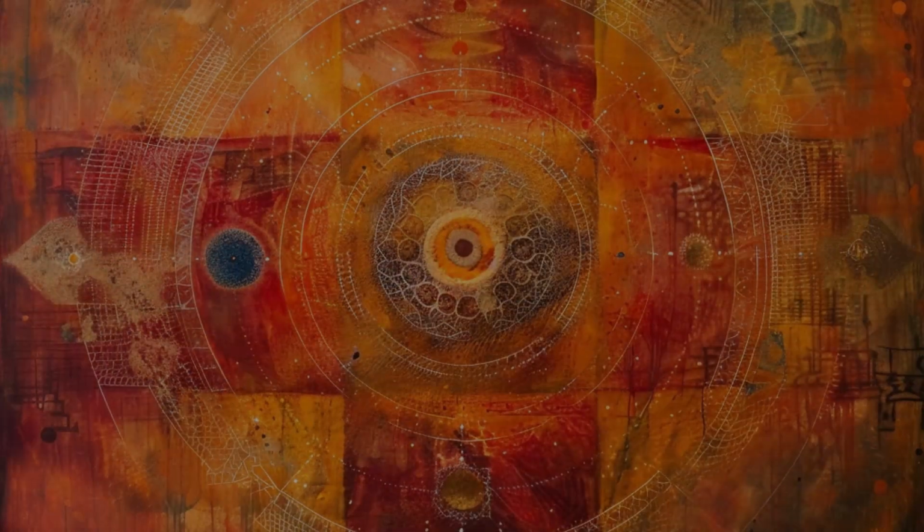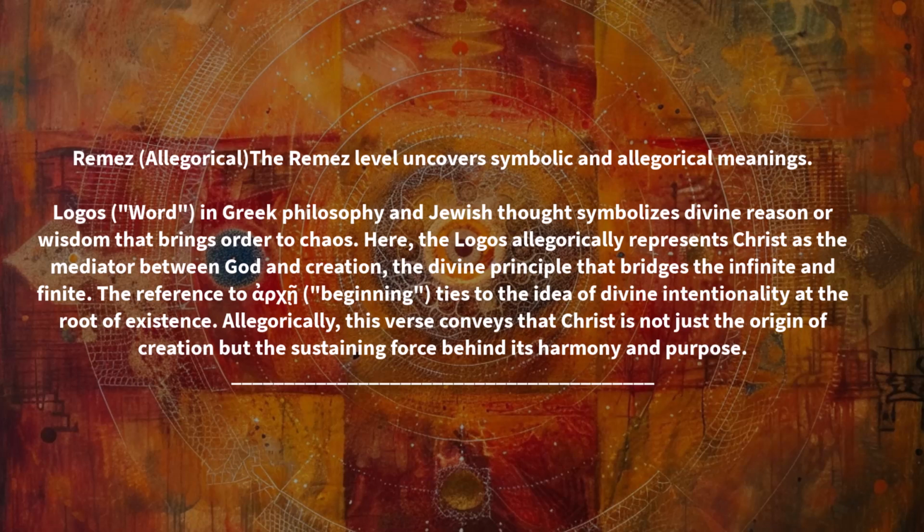And now we move to the next phase, remez, or the allegorical. This usually uncovers symbolic meanings. So logos, or word, in Greek philosophy and Jewish thought, symbolizes divine reason or wisdom that brings order to chaos. So here, logos allegorically represents Christ as the mediator between God and creation, the divine principle that bridges the infinite and the finite. That reference to archē, the beginning, ties the idea of divine intentionality at the very root of existence. So allegorically, this verse conveys that Christ is not just the origin of creation, but the sustaining force behind its harmony and purpose. And that is the allegorical meaning of this verse.